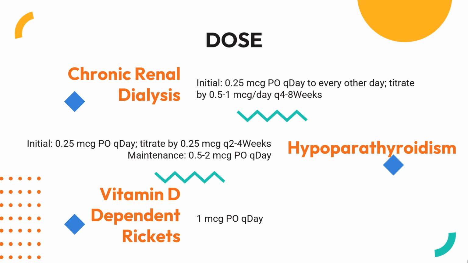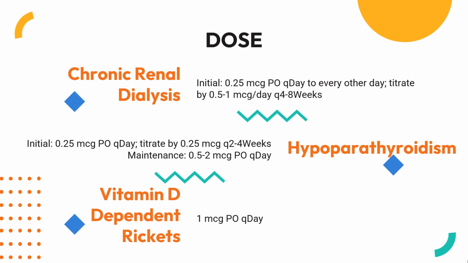Chronic renal dialysis. Oral. 0.25 micrograms per day, may increase by 0.25 micrograms per day at 4 to 8 week intervals to 0.5 to 1 mcg/day. Patients with mildly decreased serum calcium levels may respond to 0.25 micrograms every other day.